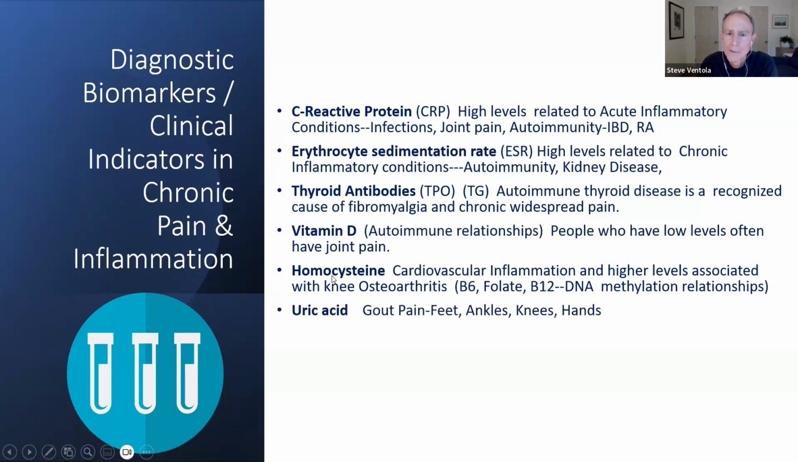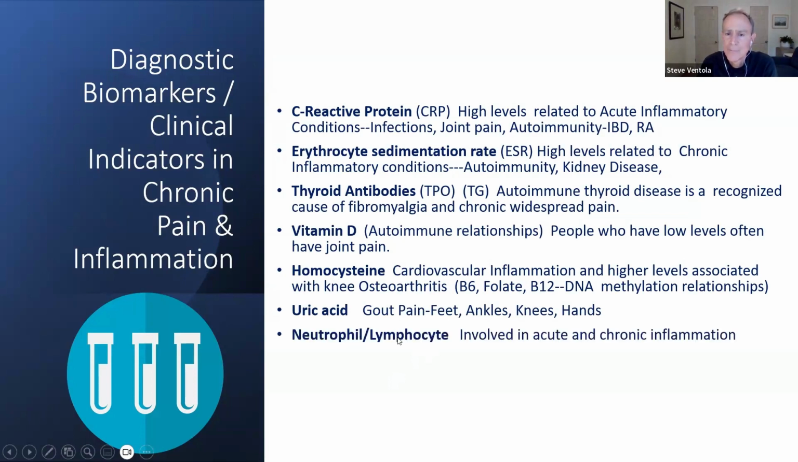Uric acid. So uric acid, for folks who've had gout in their feet, ankles, knees, hands. So again, you want to see. Now, a lot of times those uric acid levels can be rising before you may have an outbreak of actual gout pain. So that's something to track there. And if you are in pain with your feet or ankles or knees, it's good to actually check your uric acid levels.